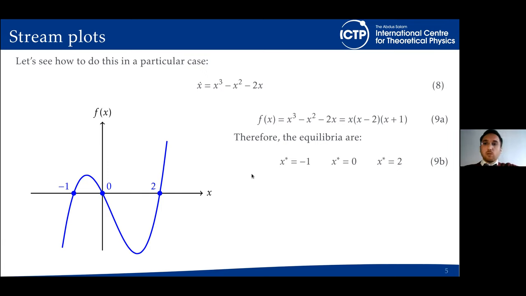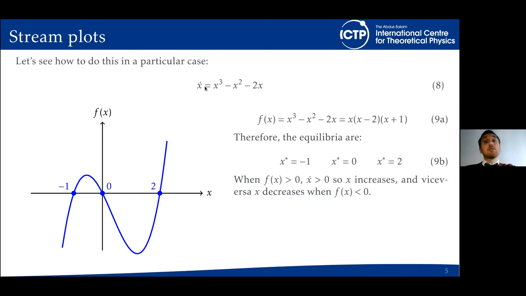Now, the basic principle behind drawing stream plots is the following. Wherever this function f here is positive, x dot will be positive. So the solutions that start from points where f is positive will be characterized by the fact that x is increasing. So for example, if we consider this interval here between -1 and 0, in this interval, the function f is positive. So any solution that starts from these points here will be characterized by the fact that x is increasing. And the same will happen, for example, in this interval here. On the other hand, wherever f is negative, x dot will be negative, and so the solutions will be characterized by the fact that x is decreasing. So if we start from any point in this interval here, we will have that the solutions actually go towards the left, and the same here. So in the end, what we can draw are these trajectories. So this is the stream plot of our system.